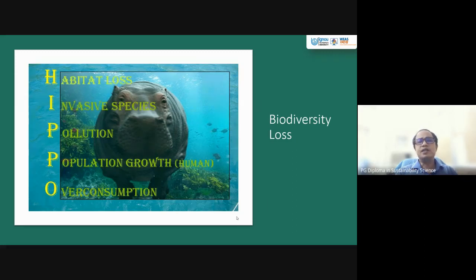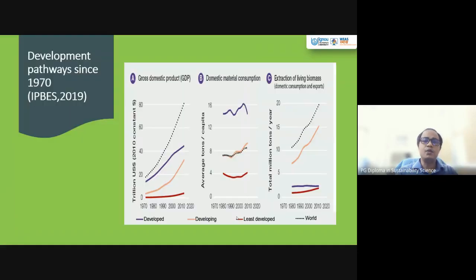Because we introduced a number of GMOs and hybrid varieties there. So these are some examples of how biodiversity is being lost in the process. This is a collection from some of the publications by IPBES in 2019. I will explain about IPBES at a later stage of this session.